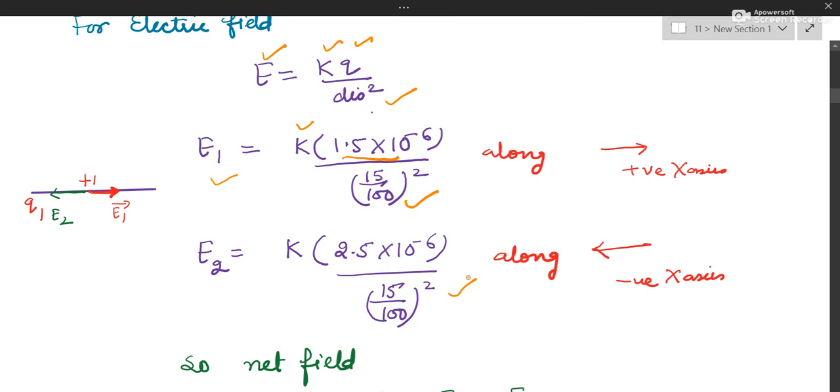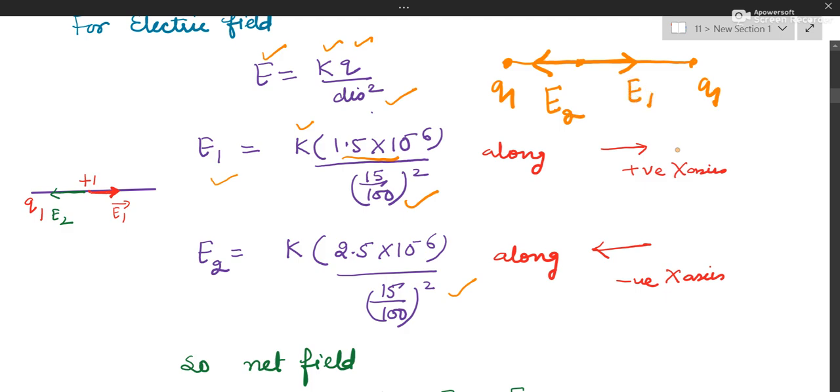But the point is, the electric field is a vector quantity, so the approach will be different. You have to talk about arrows. So you can see both are positive charges. This is q1 and this is q2. So q1's field will be like this at the midpoint and q2's field will be like this. So this is the electric field due to the second and this is the electric field due to the first. So they are opposite to each other.